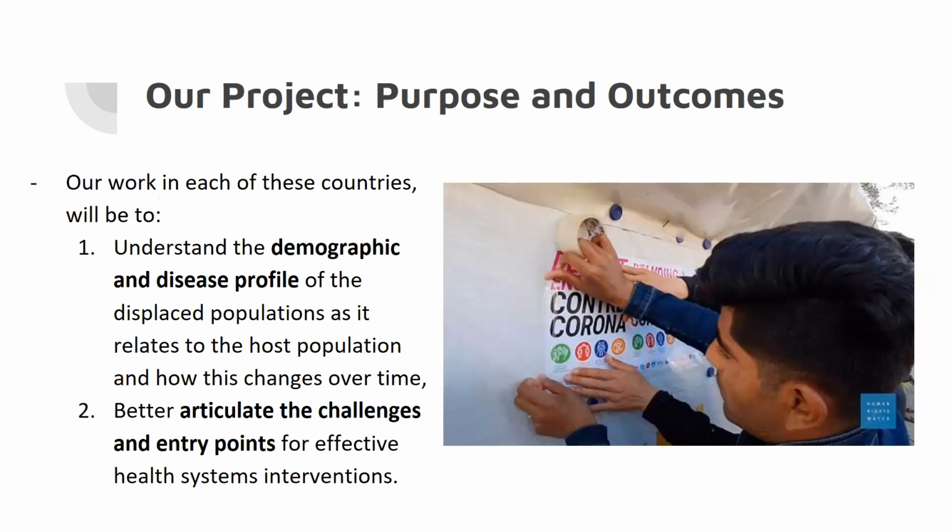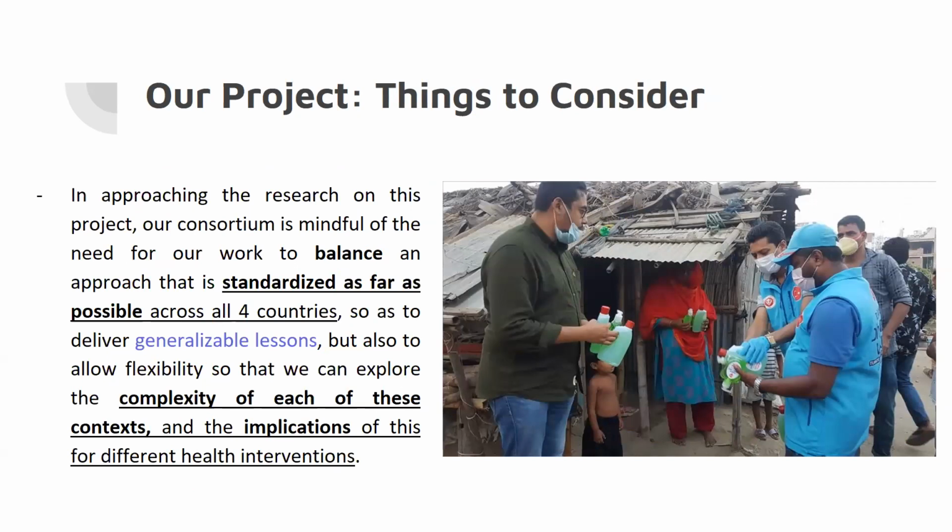The main outcome is to have the demographic and disease profile and to better articulate the challenge and entry points for effective health system interventions. The project will try to be standardized, as far as possible, across all four countries. Although we will focus on some specific needs and approaches, we also need to find, from the big picture, how to standardize in a way that delivers general lessons and also allows us to explore the complexity of each of these contexts, but within the big picture.